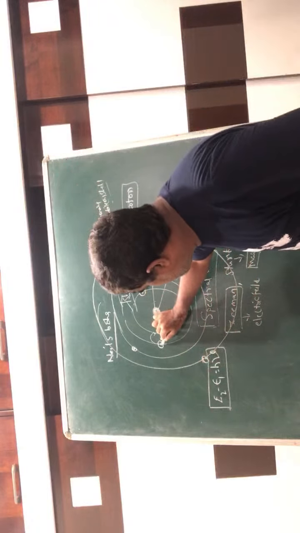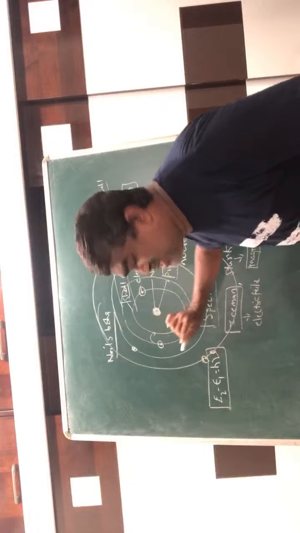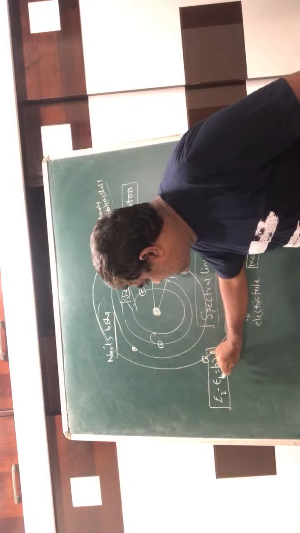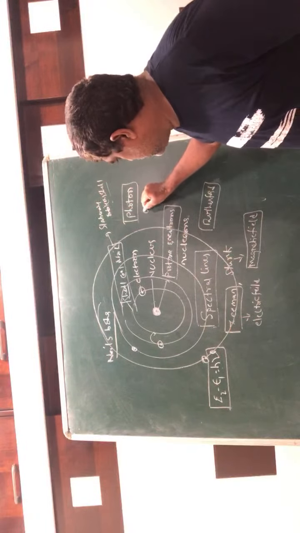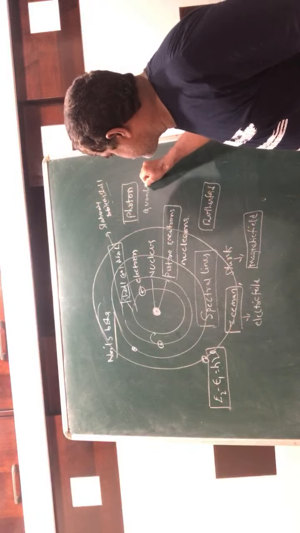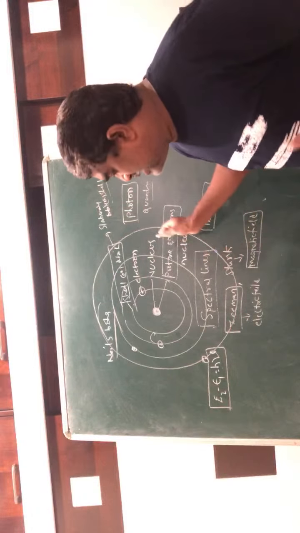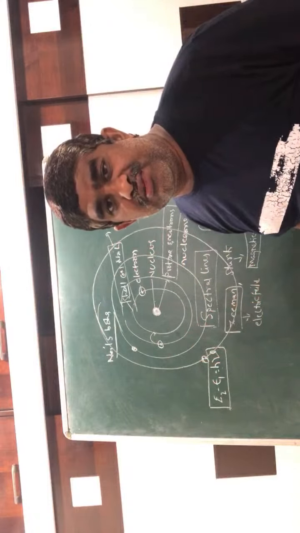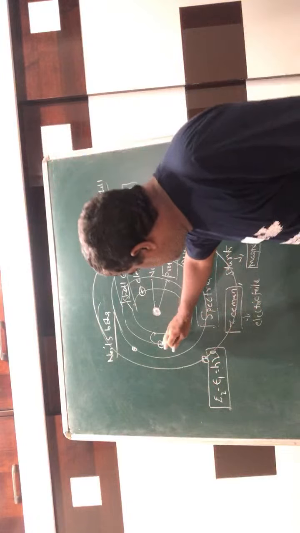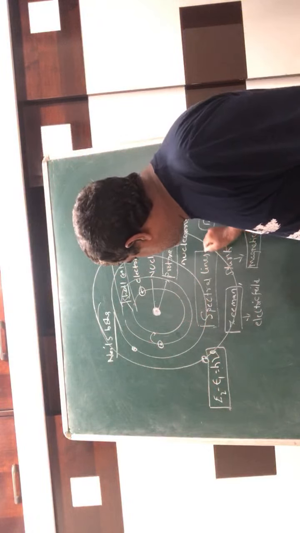If an electron jumps from a higher energy orbit to a lower energy orbit, it releases energy in the form of a quantum. Okay, that energy will be absorbed by the other electrons. So the atom is stable. And due to this emission of energy, the spectral lines have been formed.